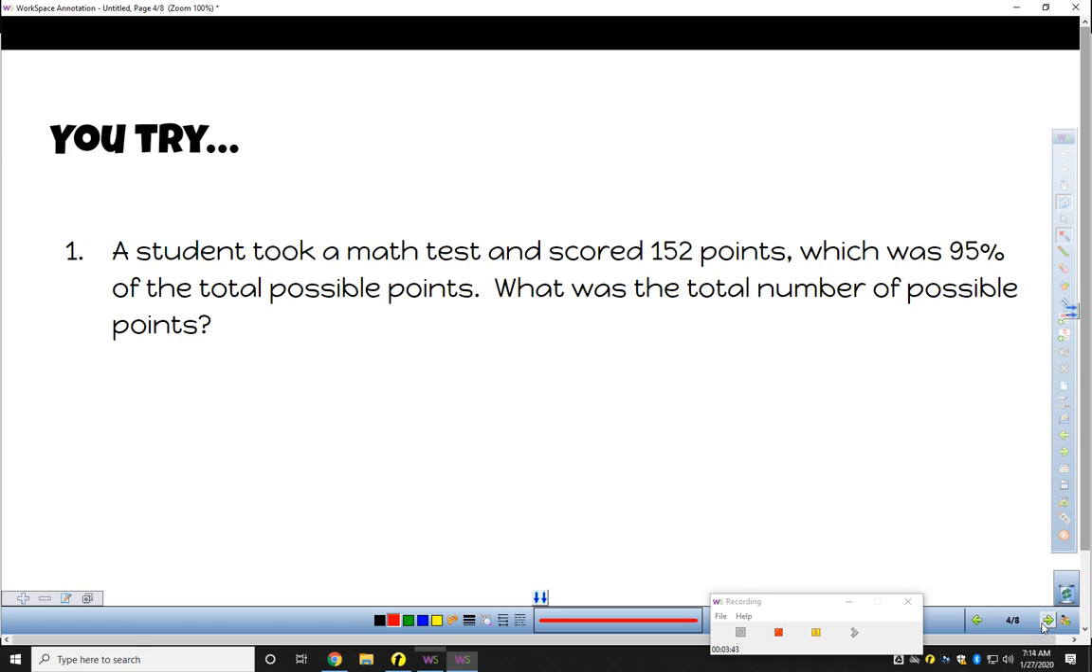So a student took a math test and scored 152 points, which was 95% of the total possible. What was the total number of points possible? I do want to point out that the key to solving percent problems, whether it's 6.5 or 6.6, is knowing what the missing piece is. Here I'm missing the total. Okay? And so that's very different than when I was missing the part or the percent. Why don't you pause it and try?